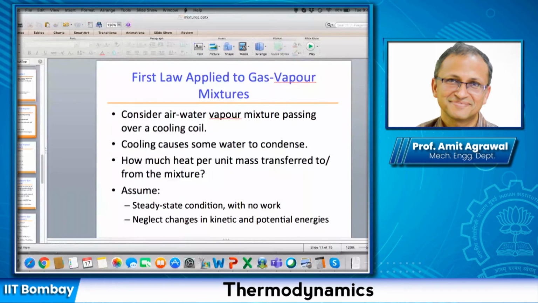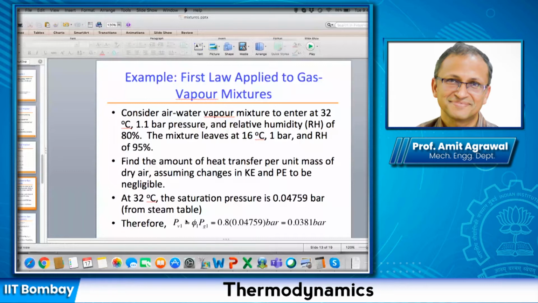So we said that in a specific case, like what is given here, you are supposed to find out if the conditions are given that air is entering at 32 degrees Celsius and 1.1 bar pressure with a relative humidity of 80%, and it is leaving at 16 degrees Celsius, 1 bar pressure, and relative humidity of 95%, how much water has either condensed or evaporated. You should be able to do that. And then by using the mass balance and then the energy balance, you should be able to figure out how much energy transfer would happen in this process.